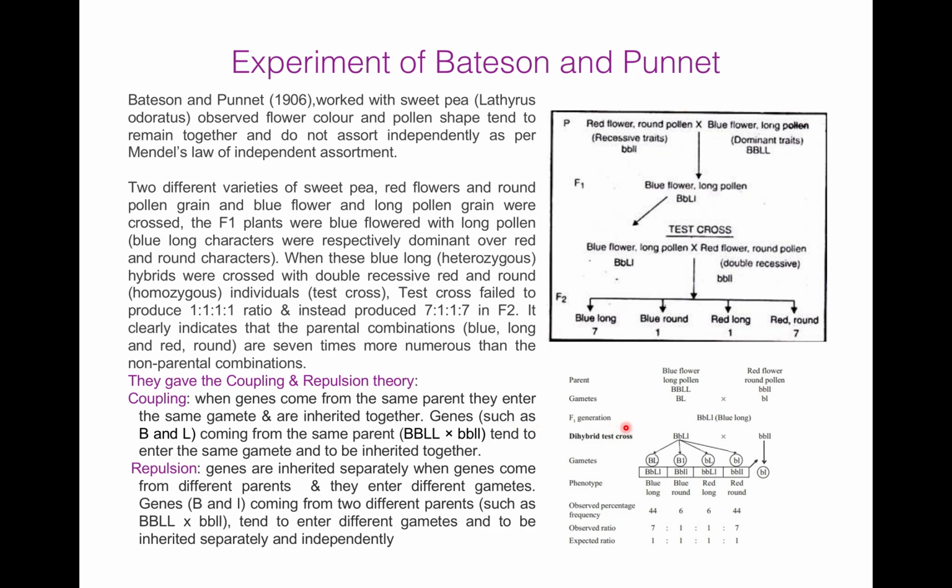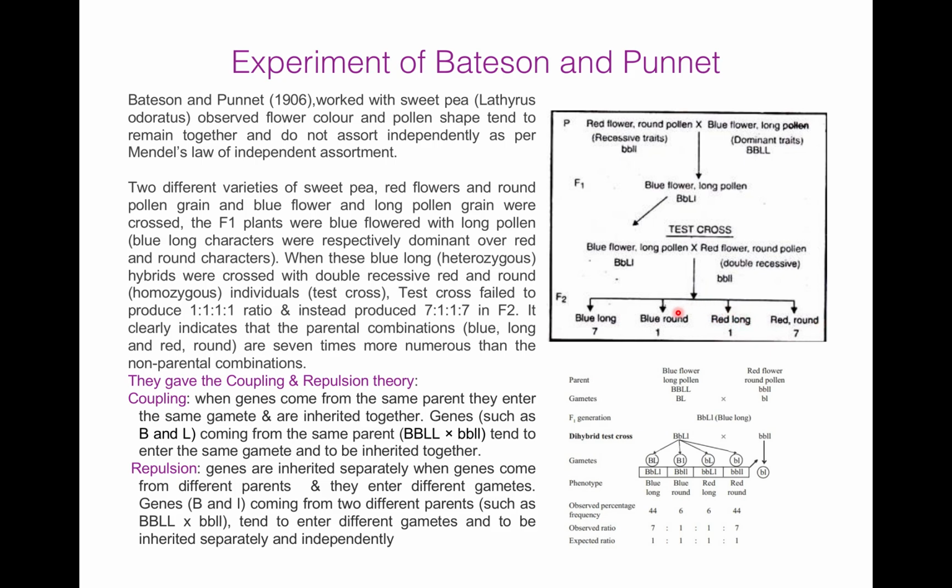When genes come from the same parent, they enter the same gamete and are inherited together. Like genes such as capital B and capital L coming from the same parent tend to enter the same gamete and to be inherited together. That's why we got blue long plants, and here also red and round, so red round pollen plant.